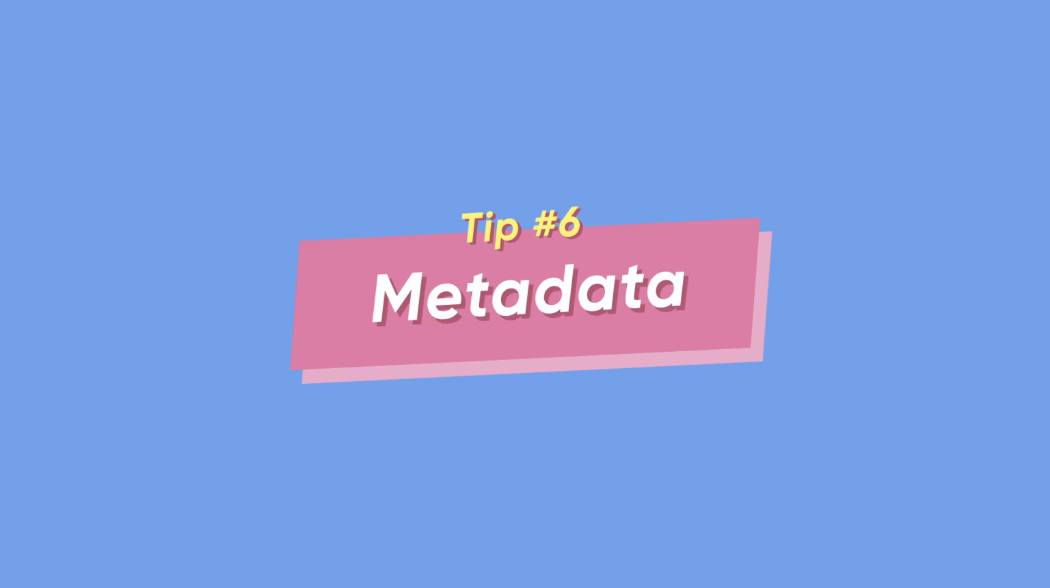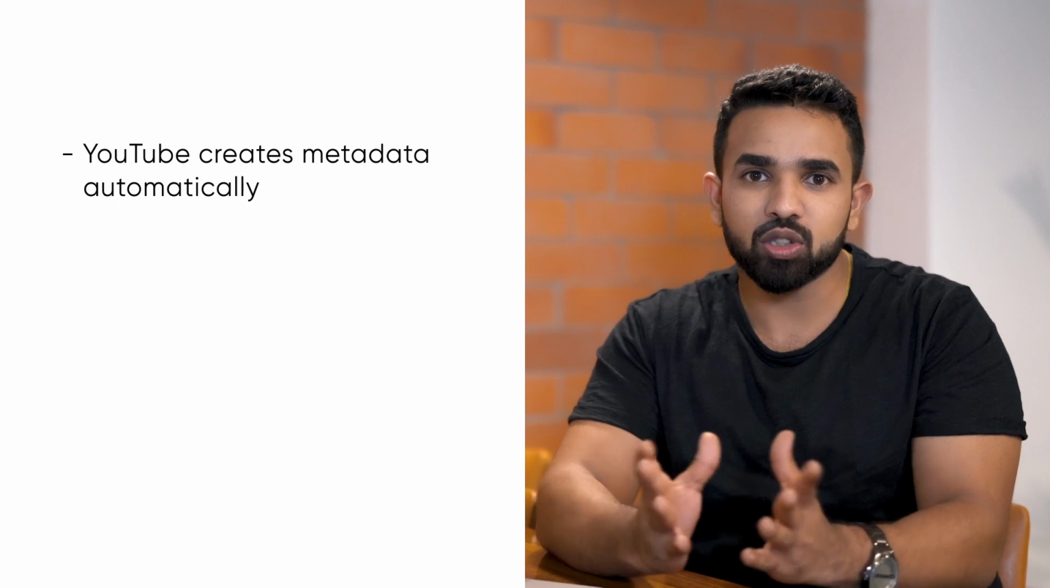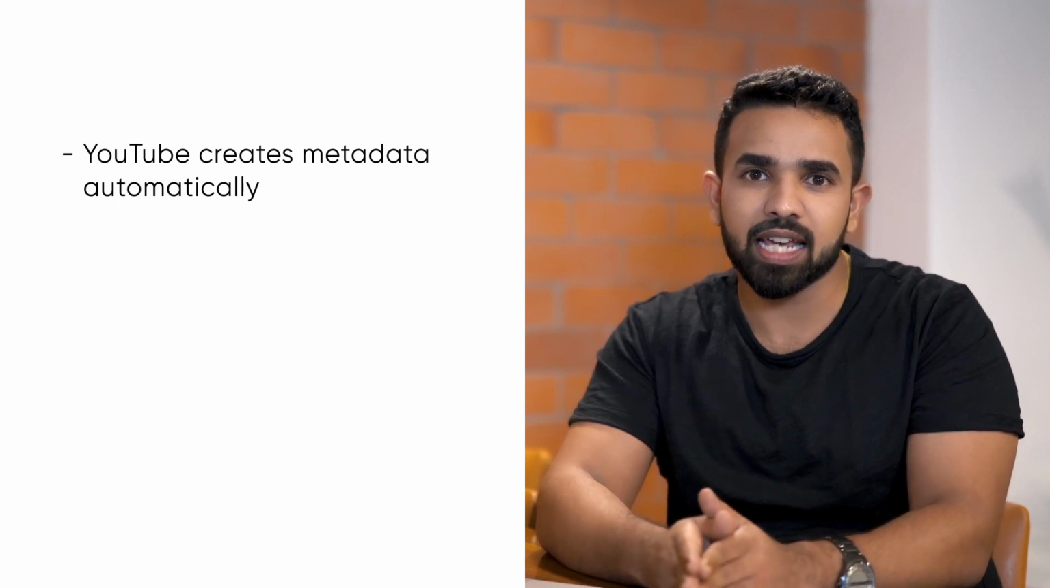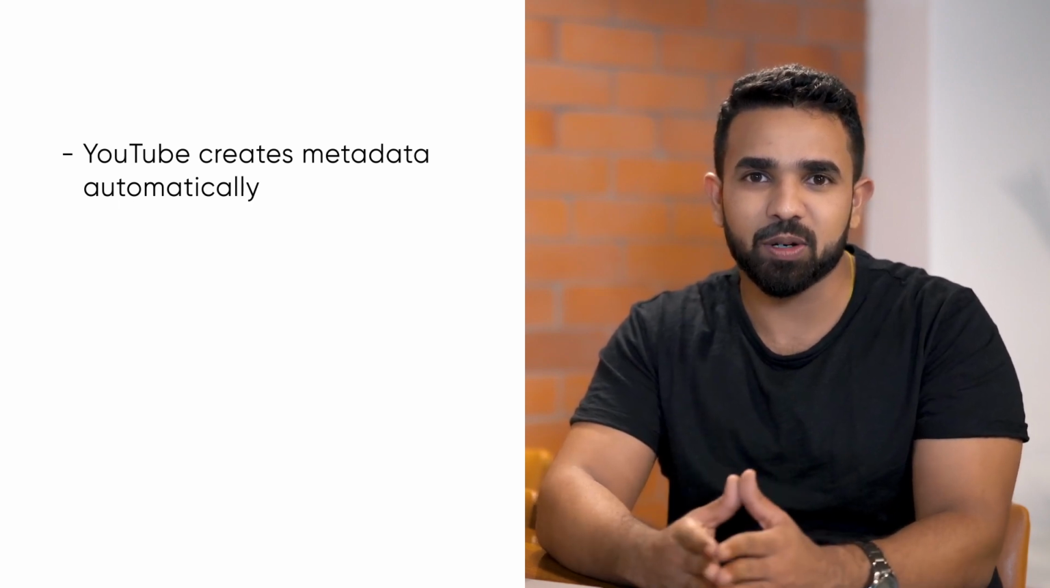Tip number 6. Metadata. A video's metadata is basically information that helps categorize the video online. Search engines use this metadata to help them index and rank the video on their systems. You could say it's almost central to video SEO. For YouTube, the video's title, description, and tags create the metadata for that video.